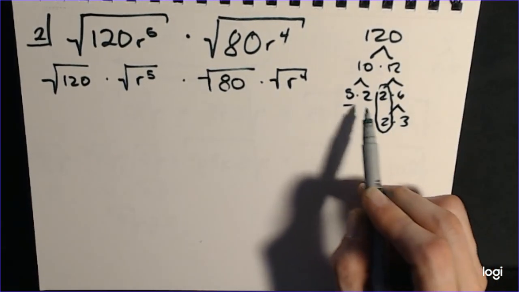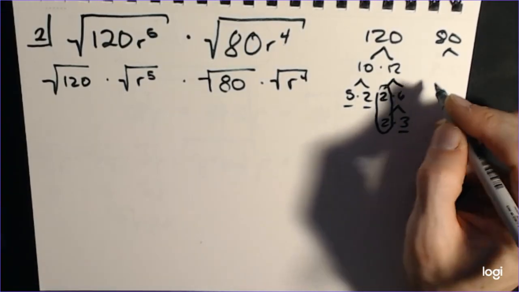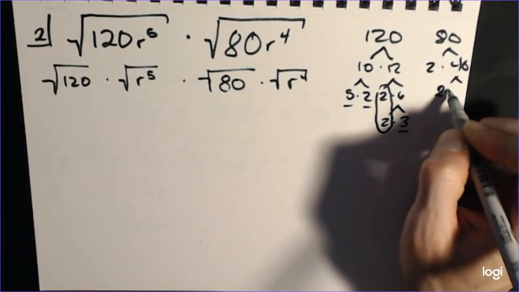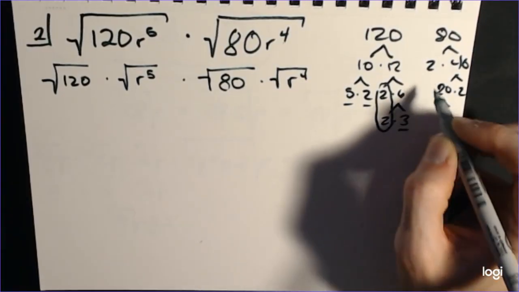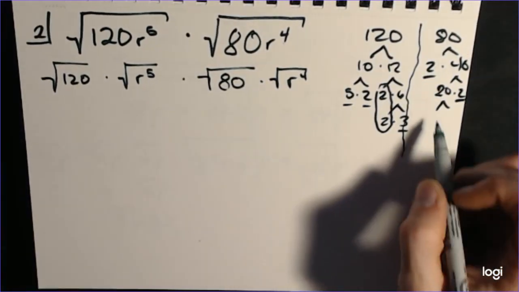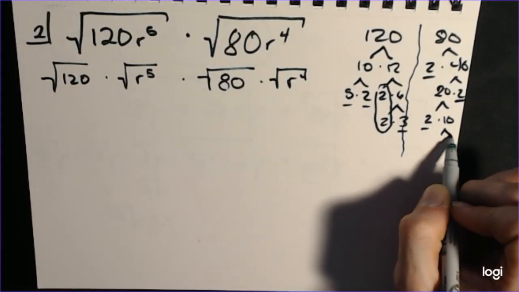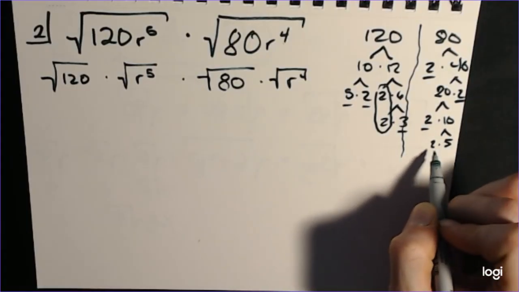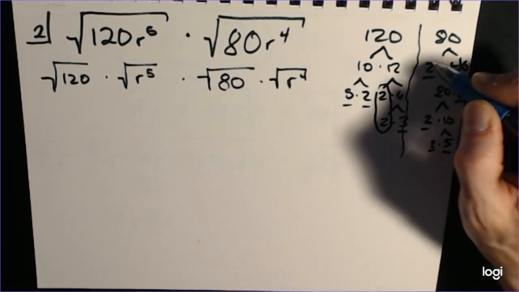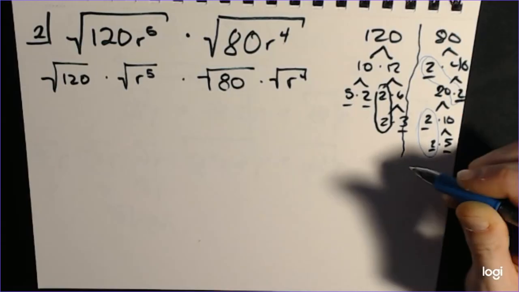No other pairs. Okay, then we have 80, which we can break up into 2 times 40, and 40 can be broken up into 20 times 2, and 20, I'm going to put an underline around those 2's. It's getting a little messy here, and I don't want to forget about them. The 20 there is going to break up into 2 times 10, and the 10 is going to break up into 2 times 5. Okay, so we have one pair of 2's right here. We have another pair of 2's right here, and that's it.